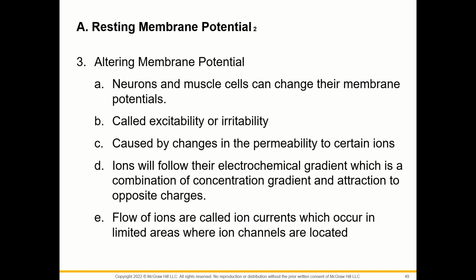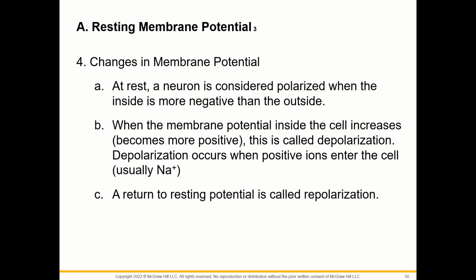Sodium-potassium pump and different numbers of leakage channels, like different numbers of sodium channels and potassium channels, are going to be imperative. And so the flow of ions are called ion currents, and they occur in limited areas where these ion channels are located. So at rest, a neuron is considered polarized when the inside is more negative than the outside. There's that negative 70 millivolts.